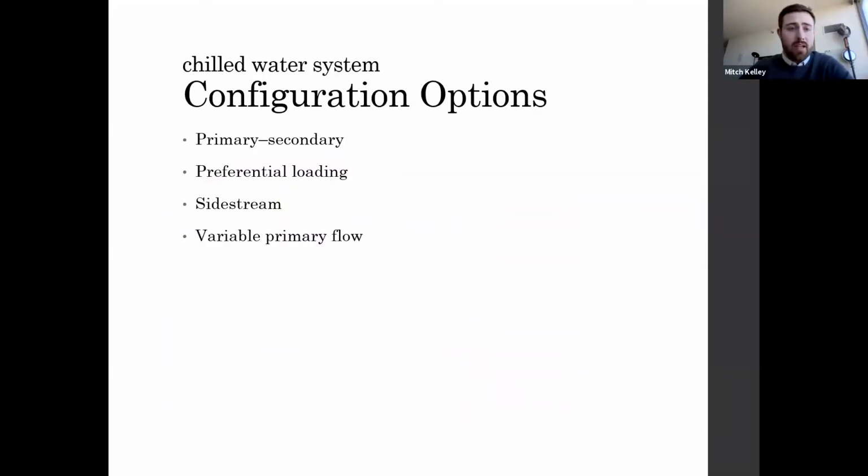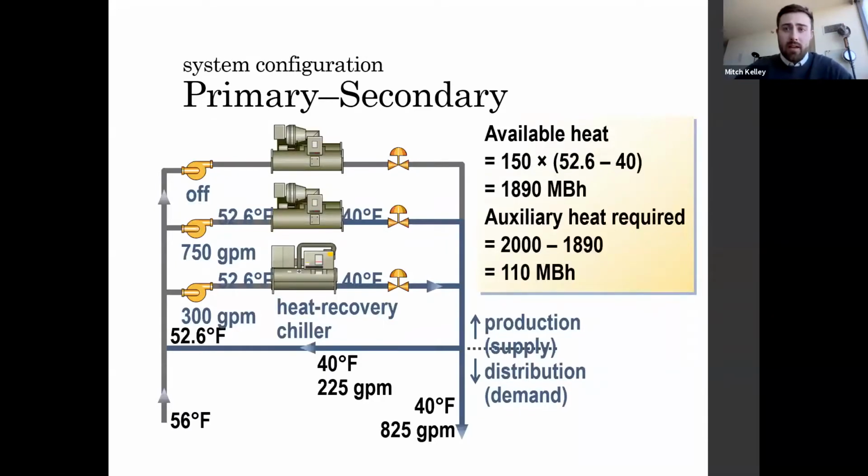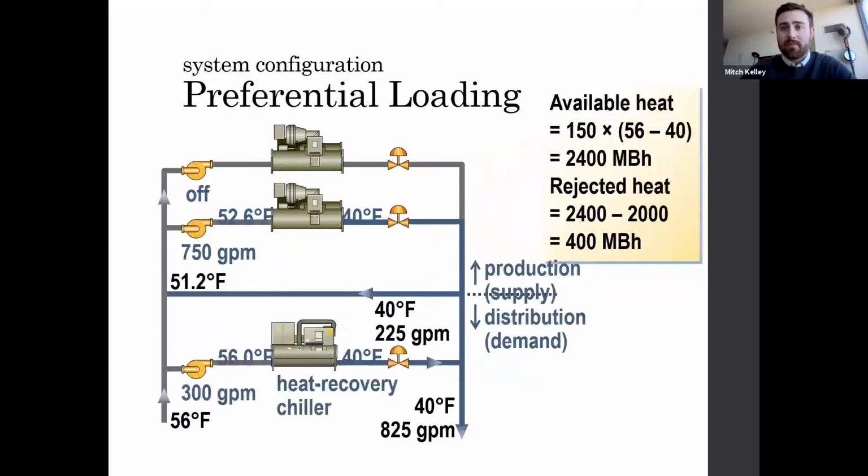So as I said, we're going to examine now the different configuration options to determine their applicability to the system heating requirements. Now, again, like we showed before, the traditional primary-secondary arrangement resulting conditions are shown here just for reference. Again, 1890 MBH of available heat, about 110 MBH of auxiliary heat required to meet the loads.